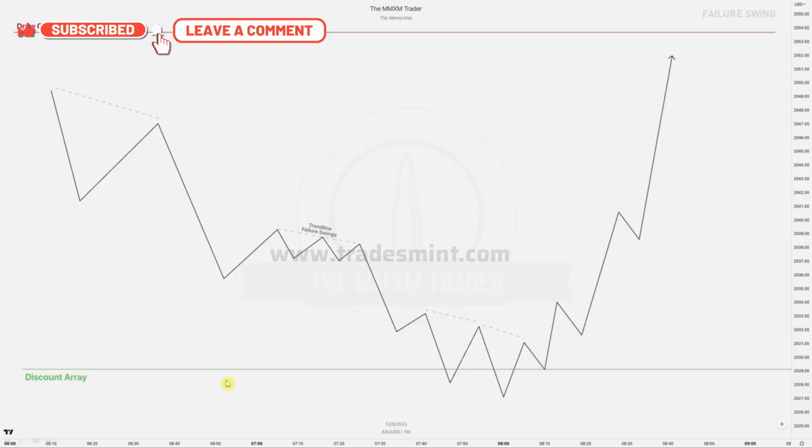Now, once we hit that discount array, and we've got a low formed over here, we want to be targeting those failure swings as our draw on liquidity. And why is that our draw on liquidity? This is low resistance liquidity, right? So we always want to go for that low resistance liquidity.